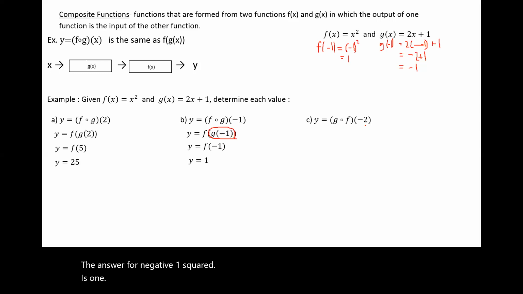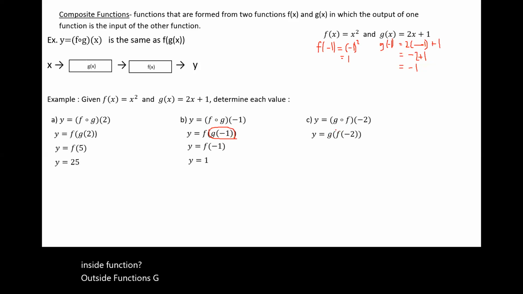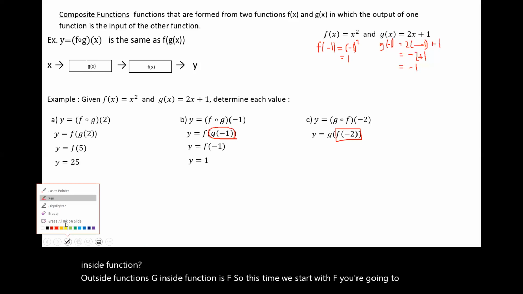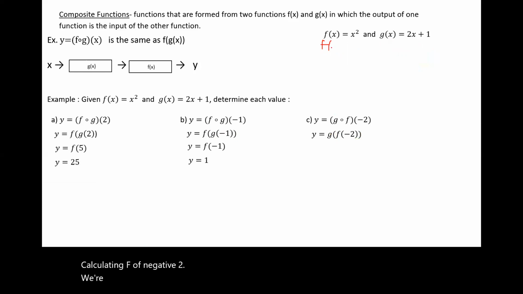g of f of negative 2. That's different from f of g. So what's the outside function and what's the inside function? Outside function is g, inside function is f. So this time we start with f. You're going to calculate f of negative 2. We're putting negative 2 in for x. We're taking negative 2 and we're squaring it. The answer for that one should be 4. So f of negative 2 is going to get replaced with 4.